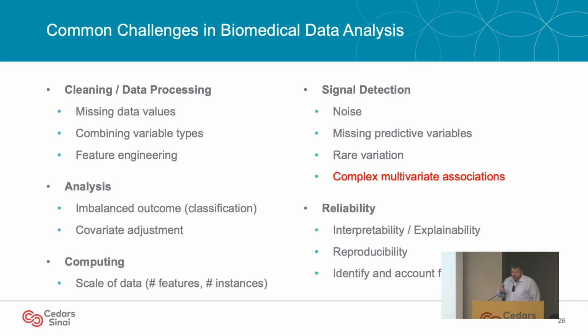What are some of the common challenges in biomedical data analysis? In particular, we're going to focus on ones that are important to think about in machine learning. Starting with cleaning and data processing. We have to worry about missing data values, combining different variable types like discrete, quantitative, all of those. What happens when we mix them together? How will that impact algorithms that we're running downstream? We need to worry about feature engineering. This is, and I'll get into detail on this later, but basically it's all about making sure that we're giving the machine learner something it can chew on, something it can work with naturally.